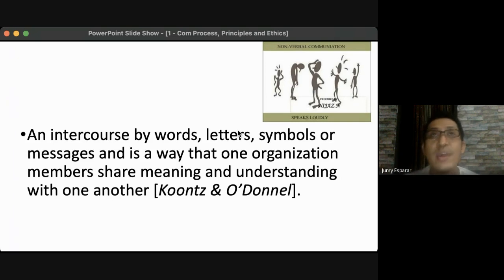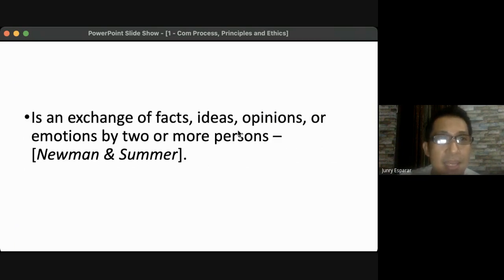That is why if we have very important information to share, I'd rather call a colleague and talk about it rather than exchanging messages on Messenger, to make sure that the message did get across. It is an exchange of facts, ideas, opinions, or emotions by two or more persons.